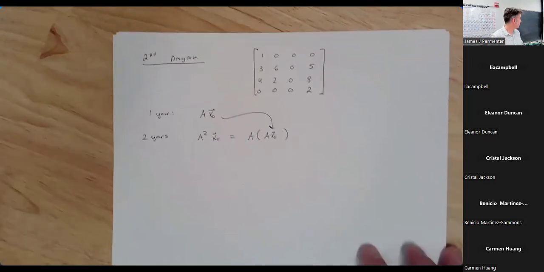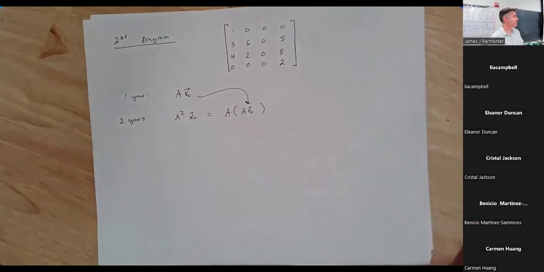So if it was like A cubed times X naught, if we wanted to do A cubed, we would have to do the A matrix times itself 3 times. Well, actually you can kind of go either way. And I would recommend, so let's look at this previous example here.